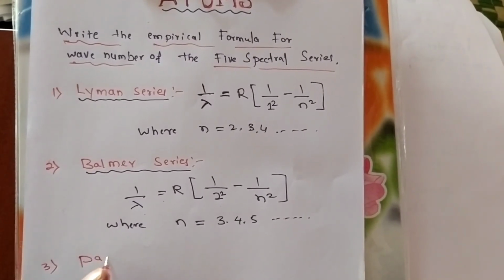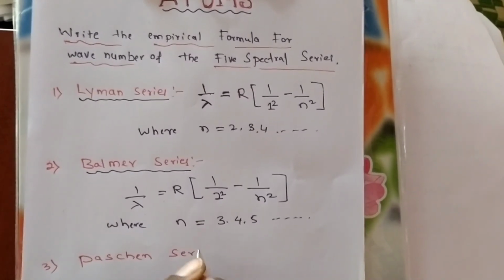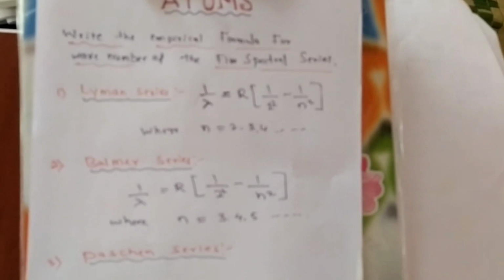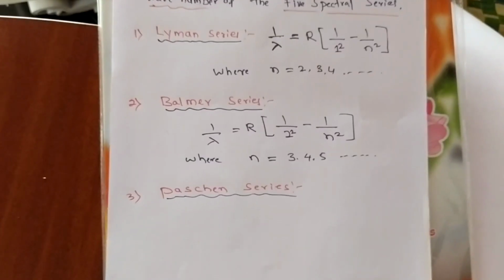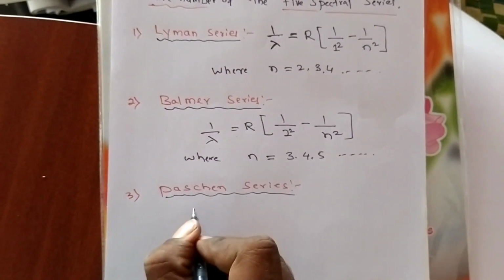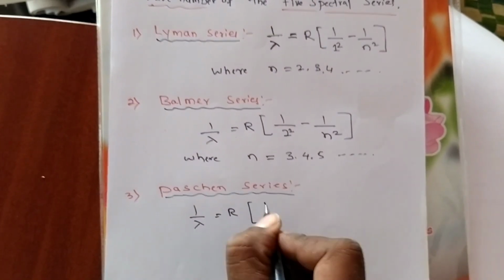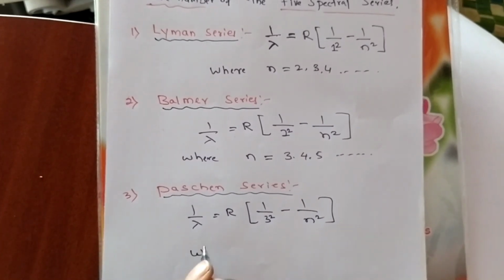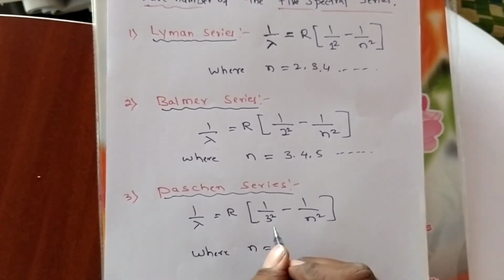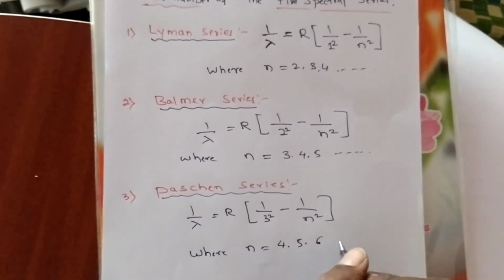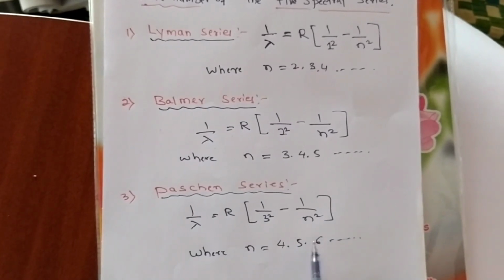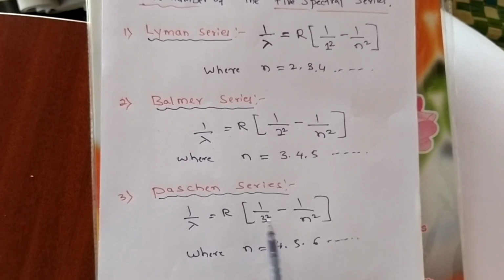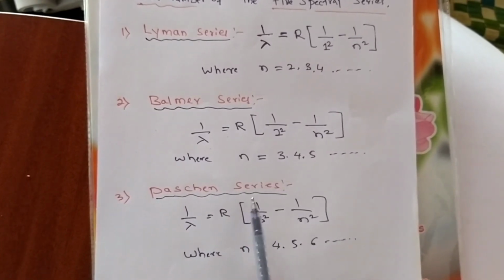And next, the third one, the Paschen series. 1 divided by lambda is equal to R into (1 divided by the third orbit, that is 3 square, minus 1 divided by n square), where n is equal to the higher orbits 4, 5, 6, and so on. When an electron jumps from the fifth orbit to the third orbit, the sixth orbit to the third orbit, or the fourth orbit to the third orbit, that you call the Paschen series.